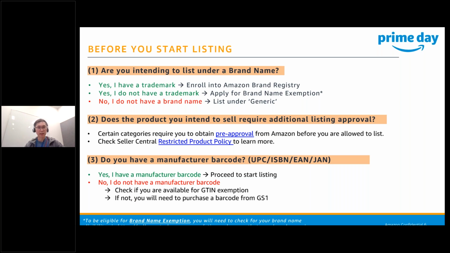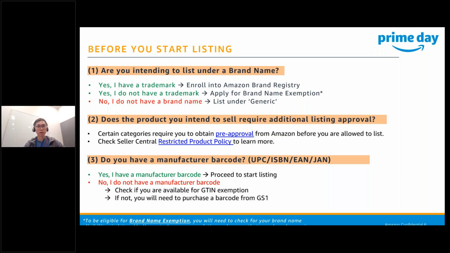Now, secondly, if the product that you intend to sell requires additional listing approval, do take note that certain categories require sellers to obtain a pre-approval from Amazon before you are allowed to start creating your listing. For instance, if you were to sell grocery items, you will typically need to submit your FDA cert. And if you were to sell toys for children below, I believe, 13 years old, you may be required to submit a CPC cert.